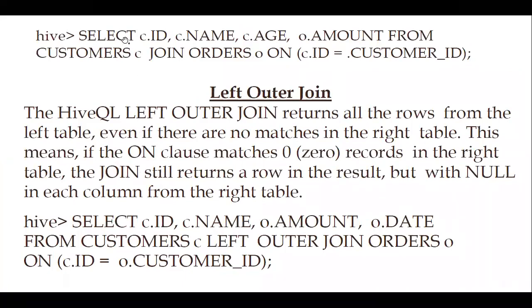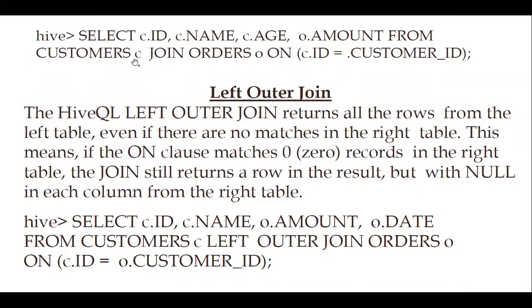You have select c.id, c.name, c.age. There are three attributes you have picked up from the first table, which is customers. Then from the second table, only amount, o.amount, you are taking. From customer C join orders O on, then you are comparing two values here, c.id equal to o.customer_id. So here you are using two tables, customers and orders. For customers you are using the letter C, and for orders you are using the letter O.